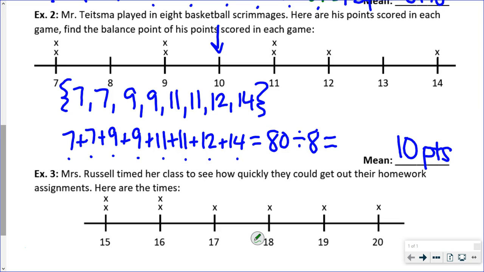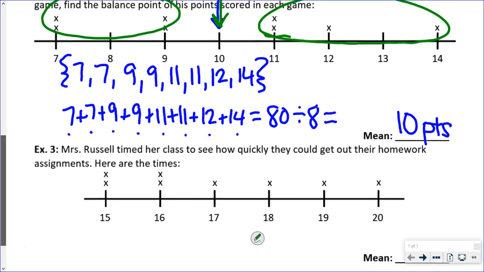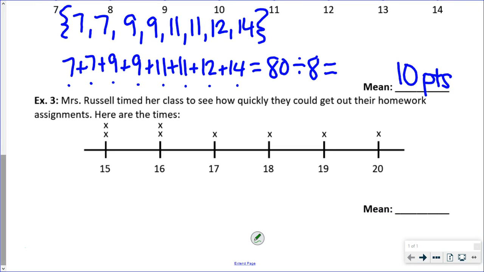Notice, some of it was below there, some of it was above there. That's why when we average, it works its way to the middle. All right. Third example, and then we are done with this stuff, and we'll practice this together when we get together next.